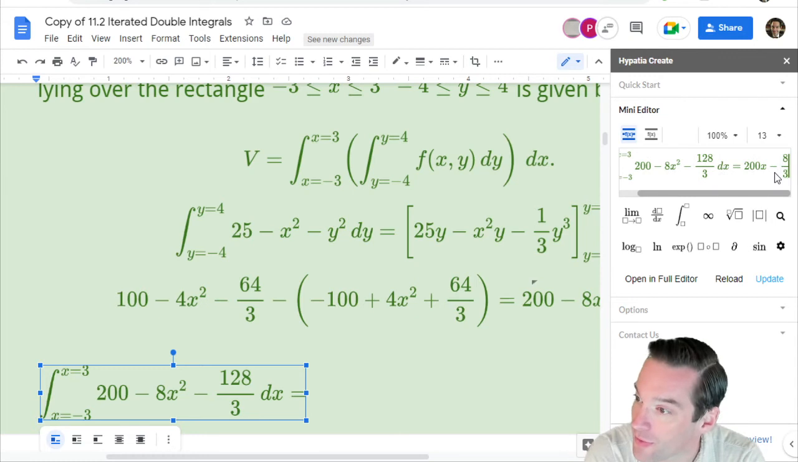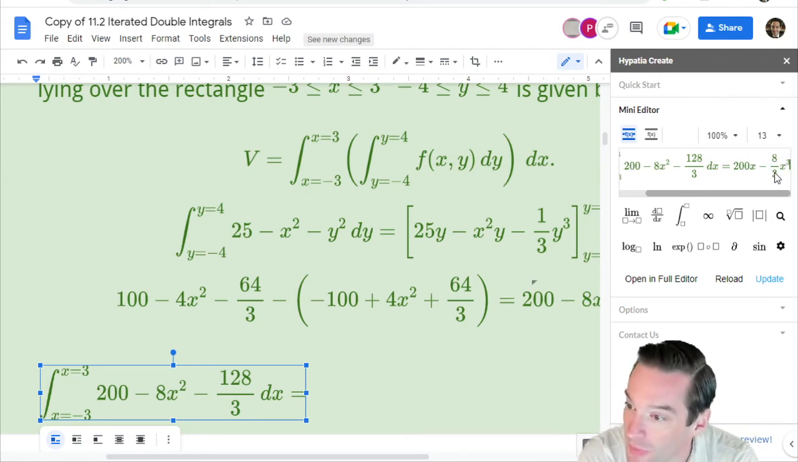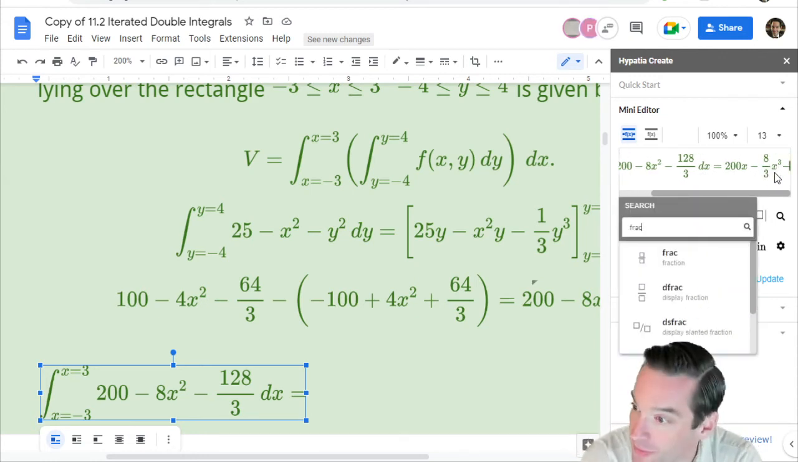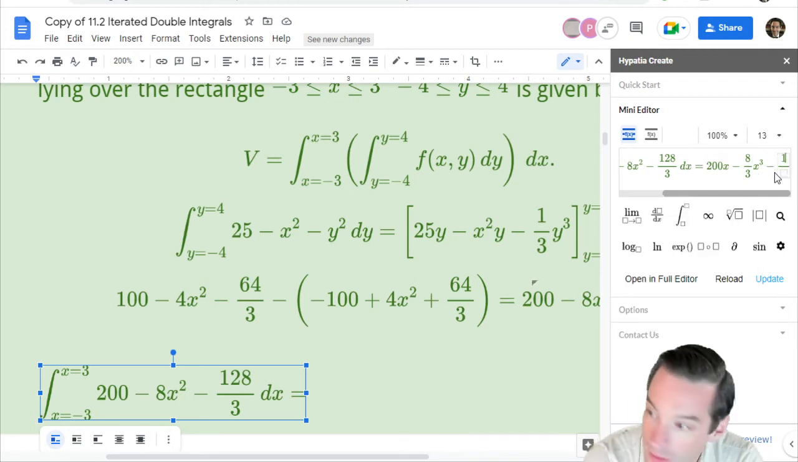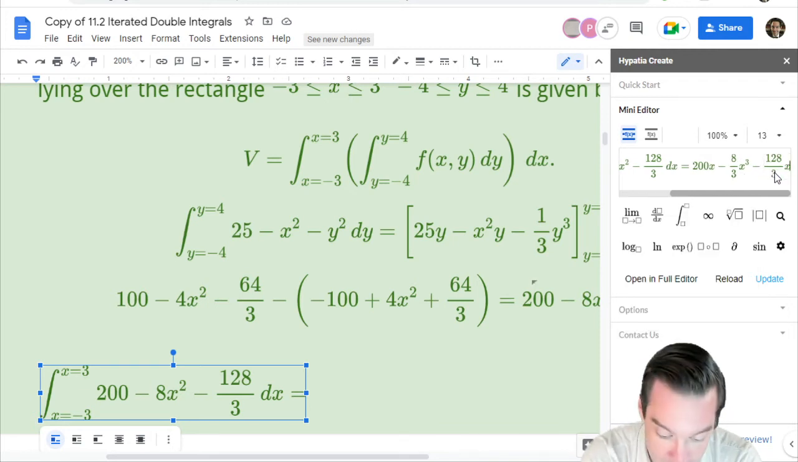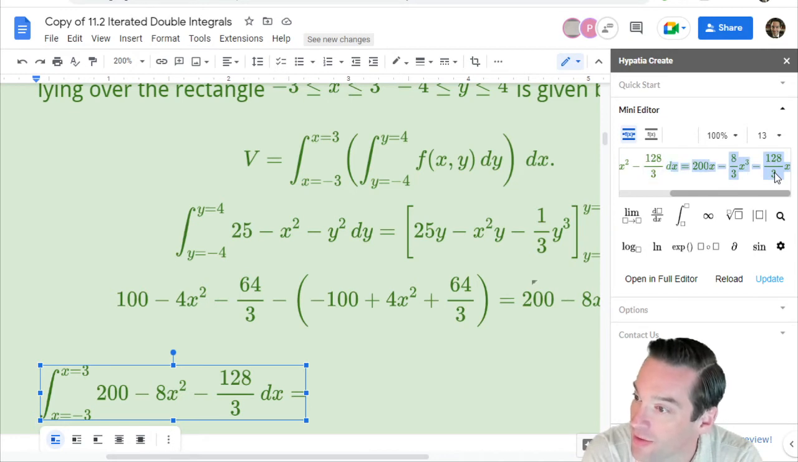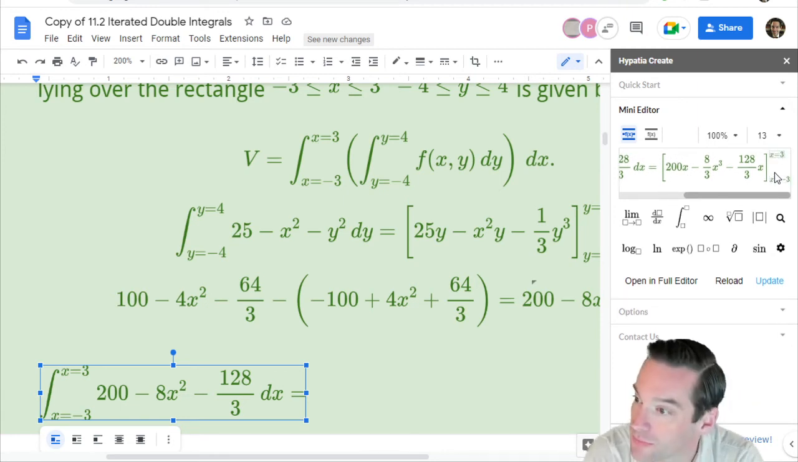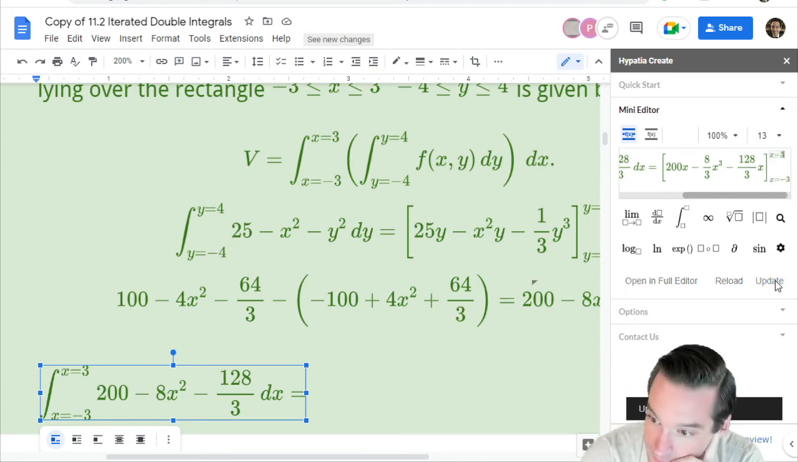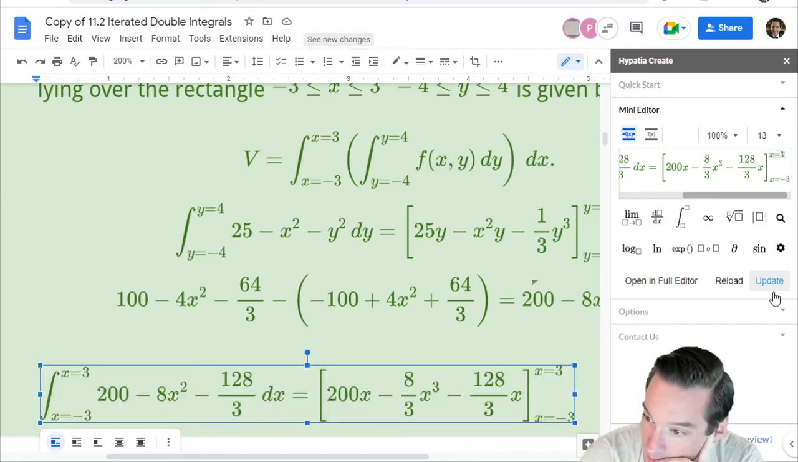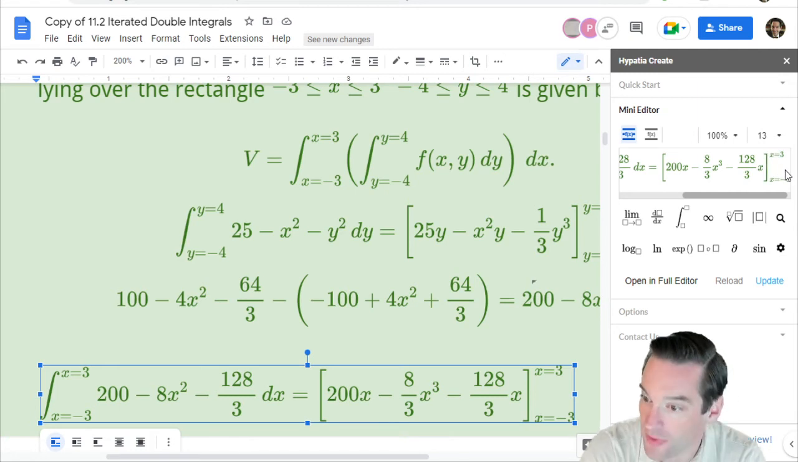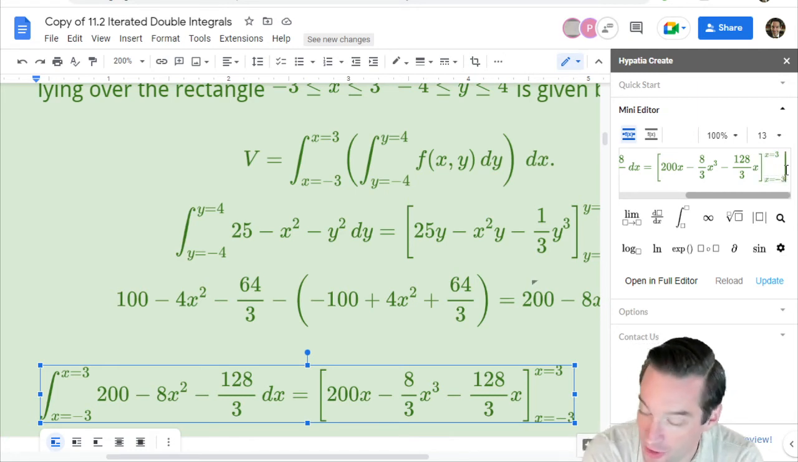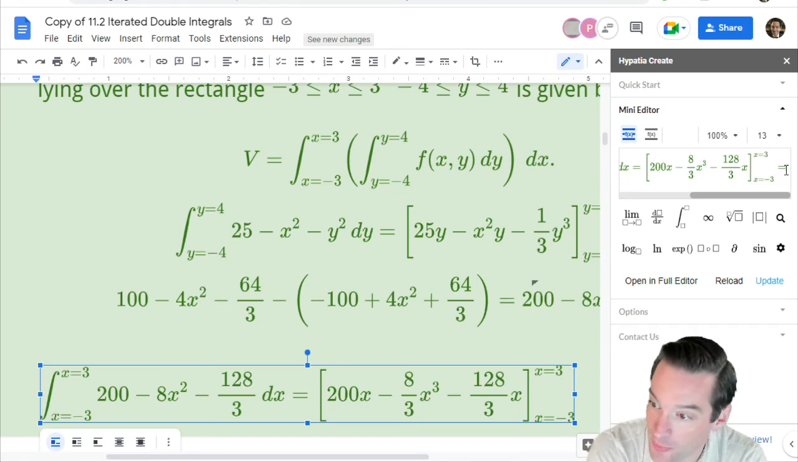8 thirds x to the power 3 minus 128 over 3x. And then I'm going to take that and evaluate it from x equals -3 to x equals +3. And just like with the y function, this ends up being an even function. The integrand is an even function with respect to x, so I could just have integrated from 0 to 3 and multiplied the result by 2.